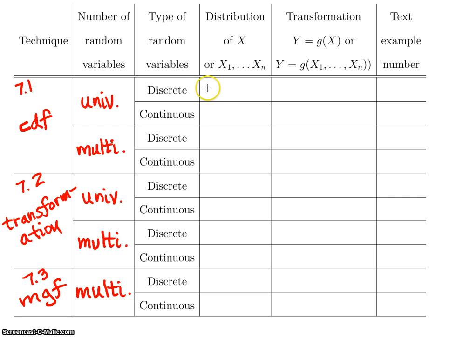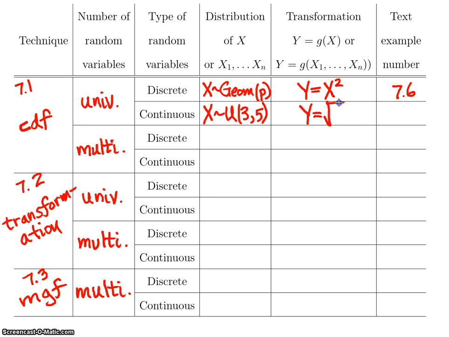Now in terms of examples, this first case here, the example that's about to be done, X will be a geometric random variable with parameter p, and we will be interested in the distribution of Y equals X squared. And that is example number 7.6 from the book. In the next case, we're going to let X be a uniform random variable between 3 and 5. And the transformation of interest will be Y is equal to the square root of X. That is example 7.8 in the text.